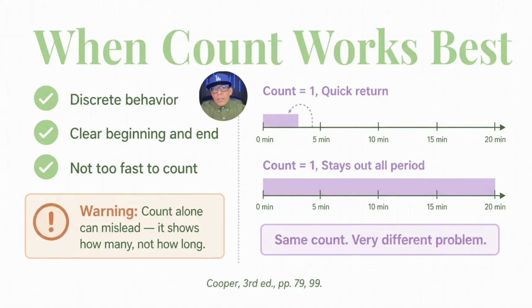But count alone can miss important information when the duration of behavior matters. In the out of seat example, one occurrence in 30 minutes may look minor if the student quickly returns, but one occurrence could look very different if the student leaves at minute 1 and stays out of seat for the rest of the period. So count tells you how many times behavior happened, not how long each episode lasted. On the exam, if the behavior is discrete and countable, count may fit. If time engaged matters, consider duration.